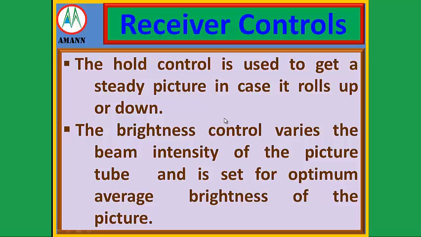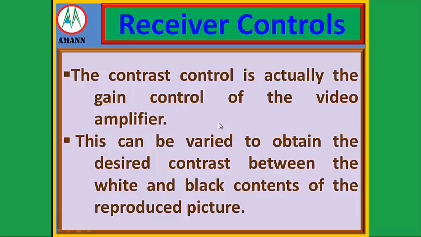The brightness control. Brightness control varies the beam intensity of the picture tube and is set for optimum average brightness of the picture. The contrast control. Contrast control is actually the gain control of the video amplifier. This can be varied to obtain the desired contrast between the white and black contents of the reproduced picture.